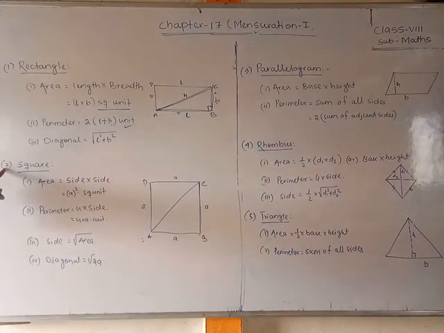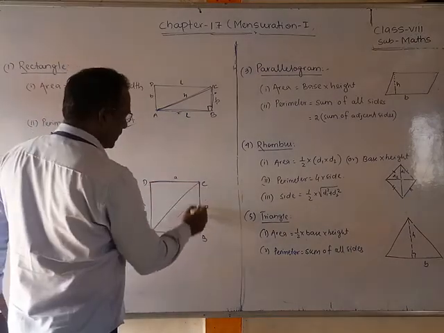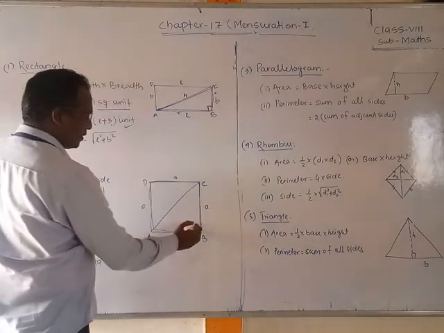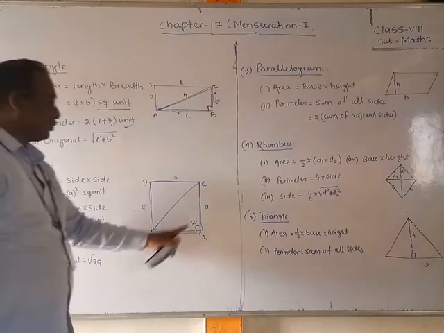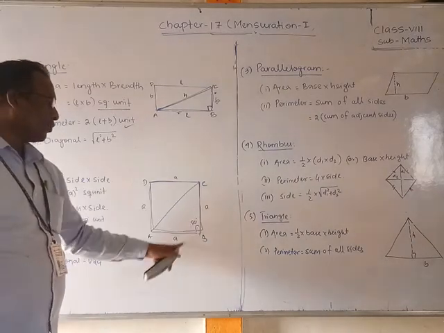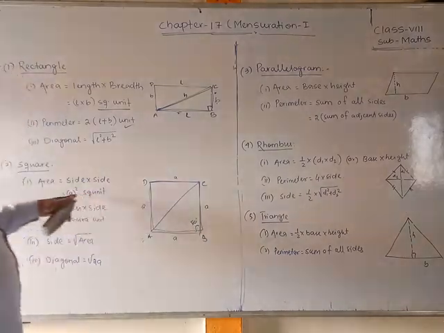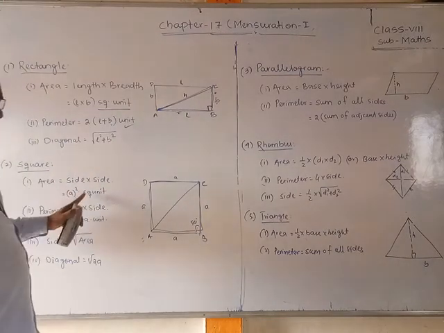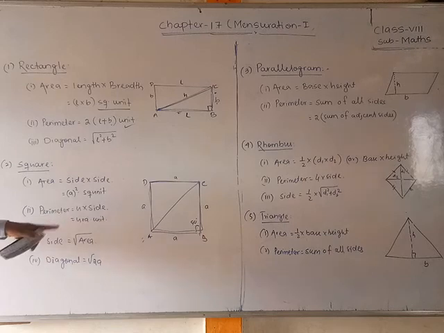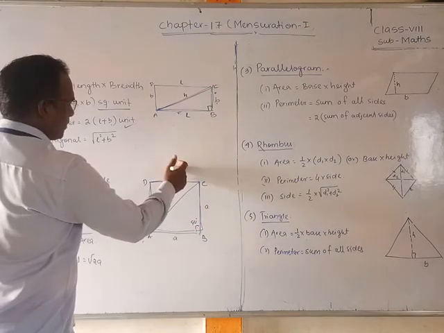Now we'll go to the square. Square means all sides are equal, and each angle is 90 degrees. So what is the area? Side into side, length into breadth, but both are the same, so side into side. So we write a square. If the side is a, then the area is a square units. And perimeter means a plus a plus a plus a.